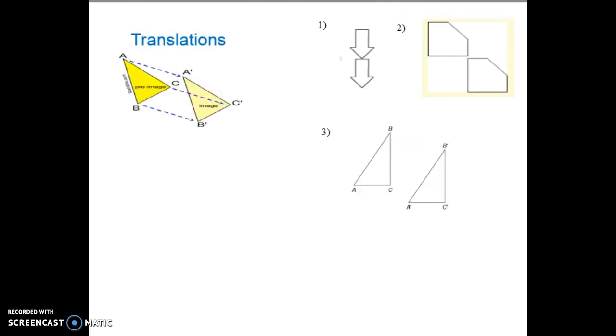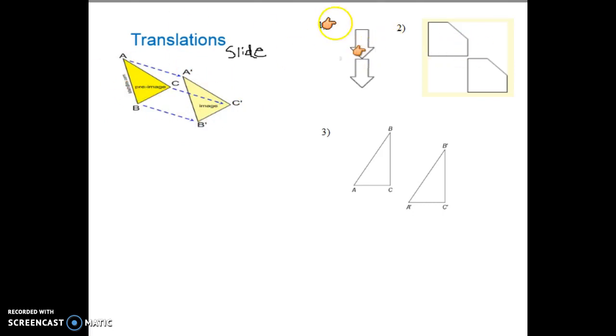For translations, the way you can recognize a translation is it is simply a slide. Another term for this is a slide. And we're simply going to move the figure right or left and up or down. So notice this has been moved down here. We've got our pre-image. Our pre-image is what we started with, and now we're moving or sliding it down here. So our A's match up, our B's and our C's. Notice that they are in the same orientation as our first one.